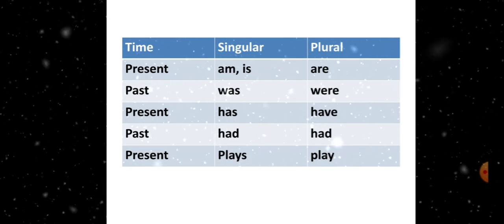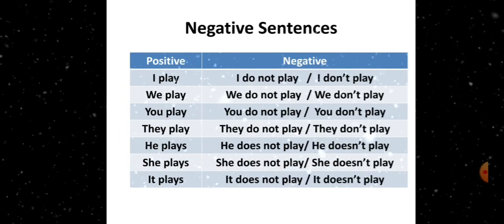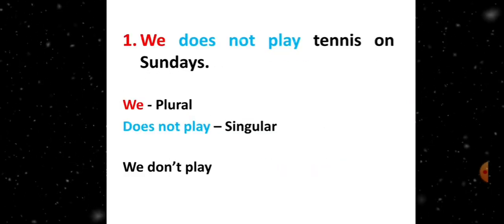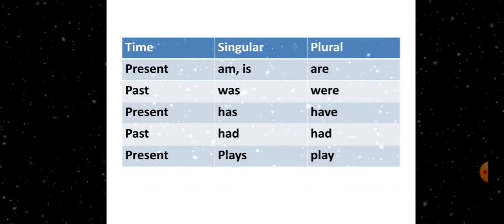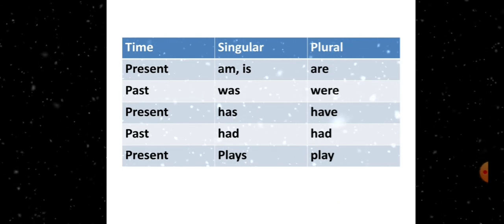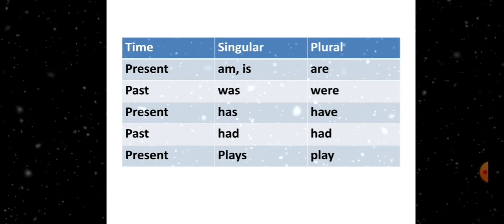We discussed 5 points. And the sixth point is negative sentences. I'll discuss negative sentences and other points of subject and verb agreement in the next part. So we'll do one thing. We'll try to learn the first 5 points today, and we'll be learning the other points in the next session.